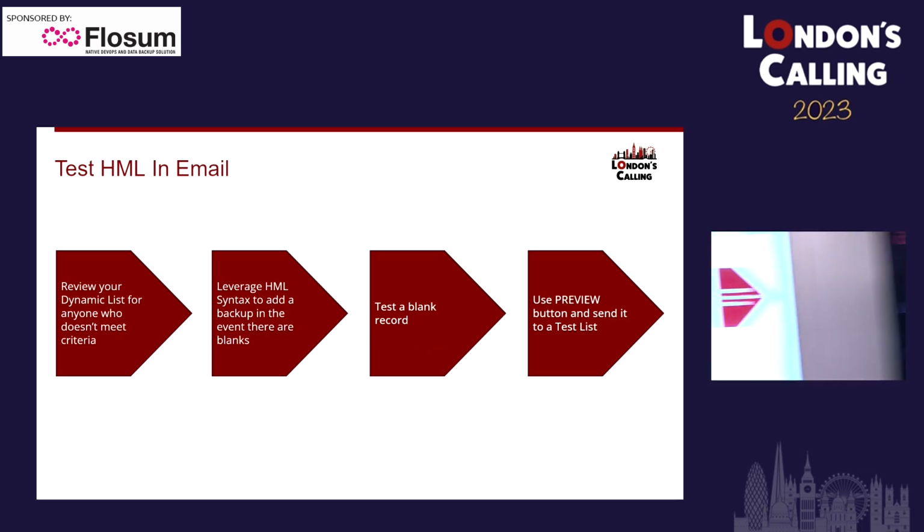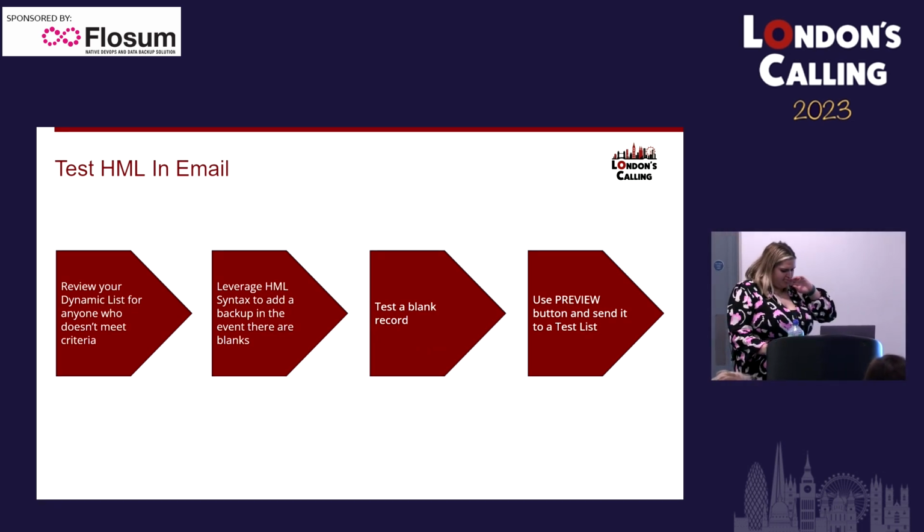So when we're looking at testing HTML in email, we also want to review our dynamic list for anyone who's not meeting that criteria, anyone we are expecting to see that we're not seeing, or anyone that's got missing data. We've also got the ability to add that backup in there. We've already talked about not leaving that blank, but we also want to test that blank. We want to test that default value, see how that looks, and make sure that it's looking correct.